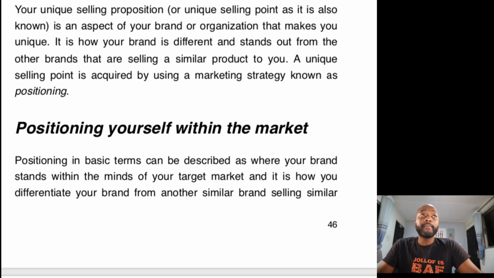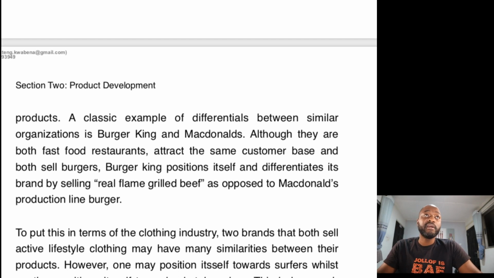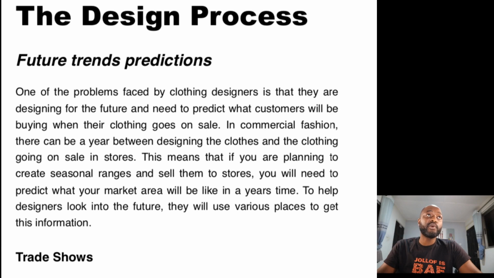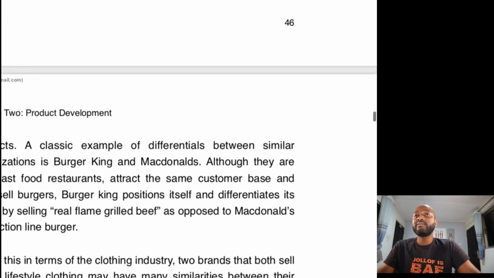Put it down on paper, act on it. Position yourself in the market. Where do you fit within this market? You know, the design process, future trends, and predictions. So I think we're going to end there for today. Thank you guys for joining.